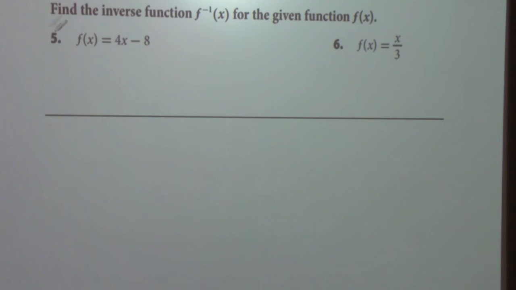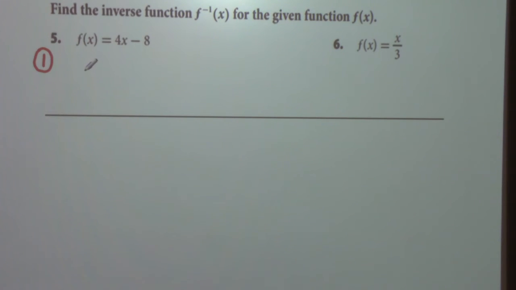So we're going to go on to this one here. Find the inverse function f negative 1 of x for a given function f of x. Now here we're getting into the technicality of what we call the 4-step process. We have a function in function notation. And what's the first step? Does anybody remember?